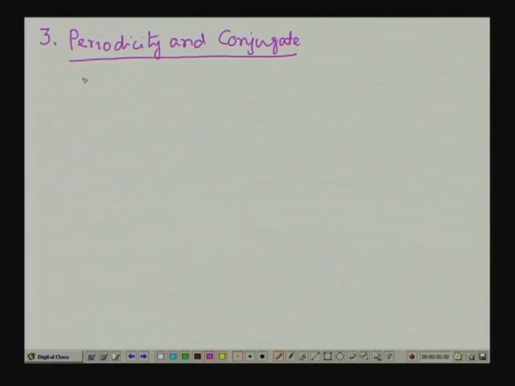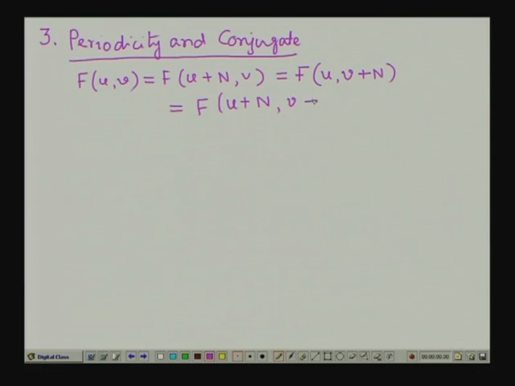So, this periodicity property says that F(u,v), this is the Fourier transform of our signal f(x,y), is equal to F(u plus N, v), which is the same as F(u, v plus N), which is the same as F(u plus capital N, v plus capital N).